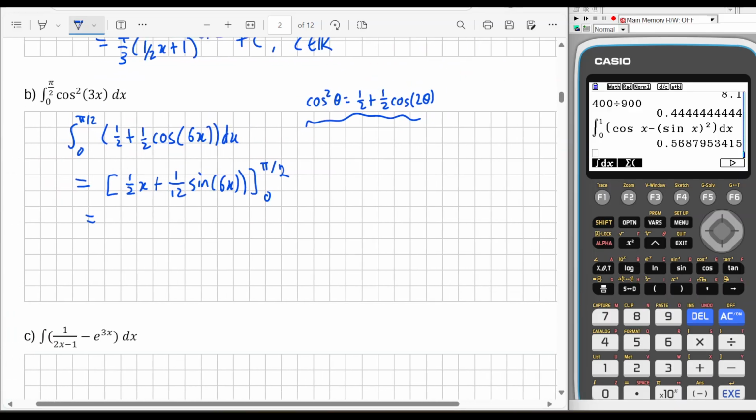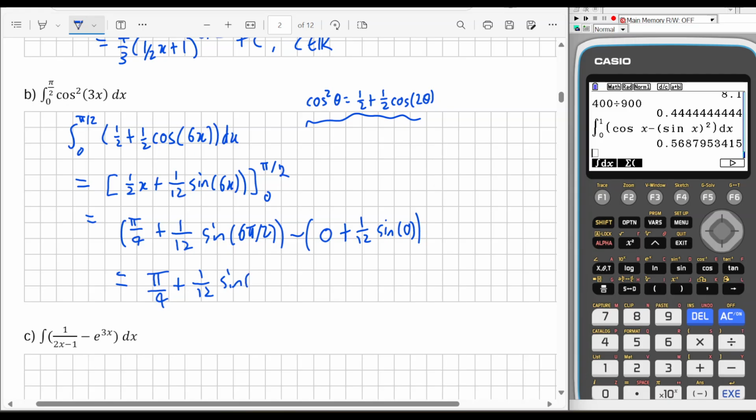Okay, so this is a half of pi over 2, so that's going to be pi over 4 there. And then 1 over 12 sine of 6 pi over 2. Take, and then we're going to plug in 0. So that's 0 plus 1 over 12 sine of 0. Now all that stuff on the end does go away because sine of 0 is 0. So you get pi over 4 plus 1/12 sine of 3 pi. And I reckon sine of 3 pi might even be 0. So we might just get pi over 4.